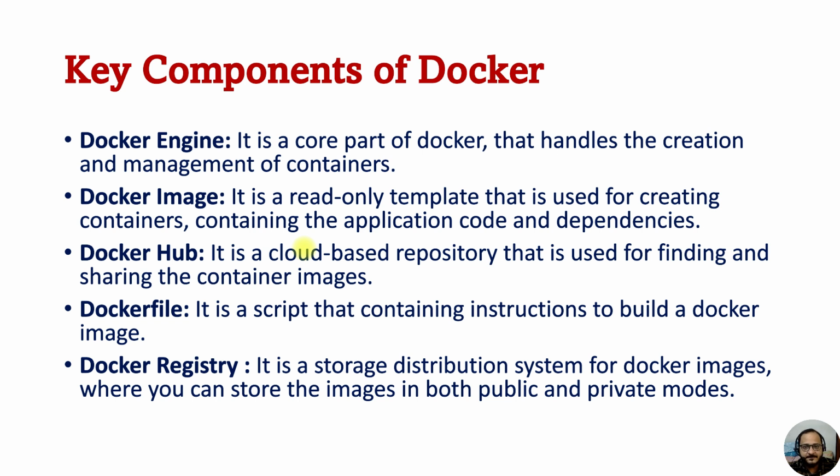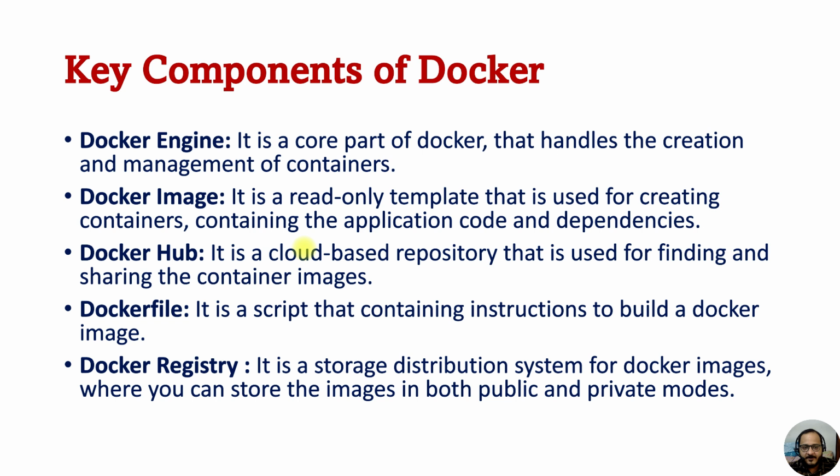The third important component is Docker Hub. Docker Hub is a cloud-based repository used for finding and sharing container images. Whatever base image we specify in a Dockerfile is pulled from Docker Hub itself. You can find almost everything on Docker Hub, but if there are a few requirements which are not fulfilled by the Docker Hub images, then you can create your own custom image as well.